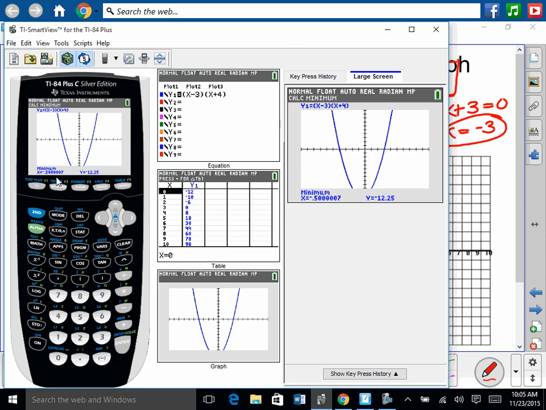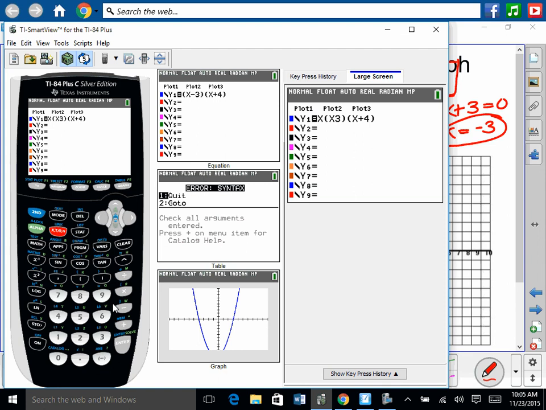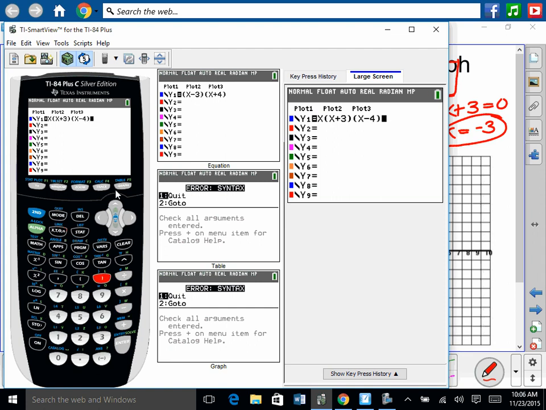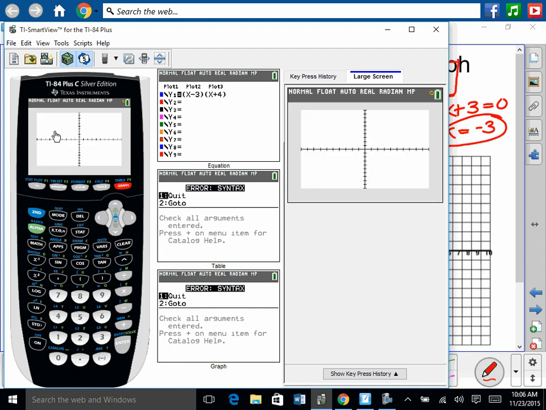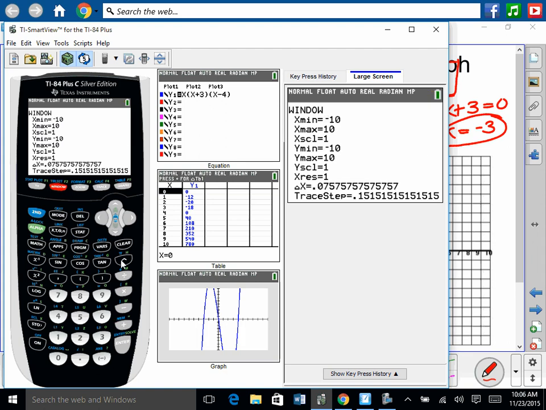So we're typing in x times x minus 3, x plus 3, sorry, x plus 3, and then x minus 4. And I hit graph. So we know it's going to look like this, up, down, and then it comes back up. So it's down and up, but I want to know that exact point and that exact point right down here. I'm going to even make my window bigger, just on my Y min and max, just for kicks and giggles.